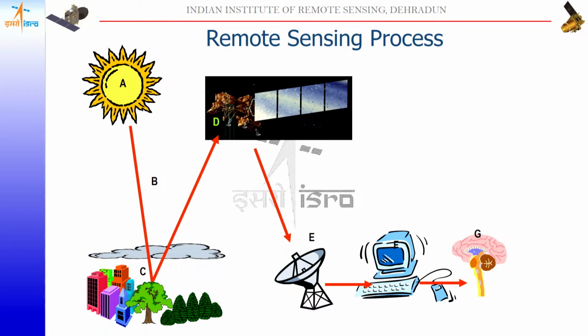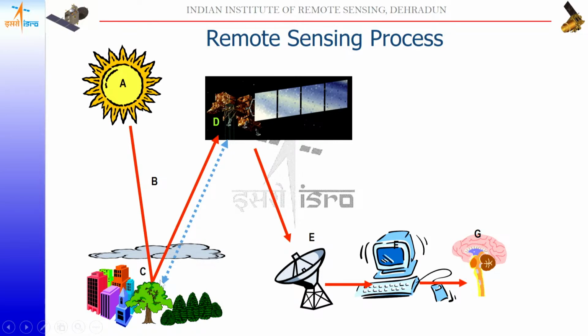So this type of sensing, where the source of light is not on the platform itself, for example the sun here, is called passive remote sensing. Also, in this case, because we are observing the reflections from the target, this is also known as reflective remote sensing. Another way of remote sensing could be this dotted blue line.